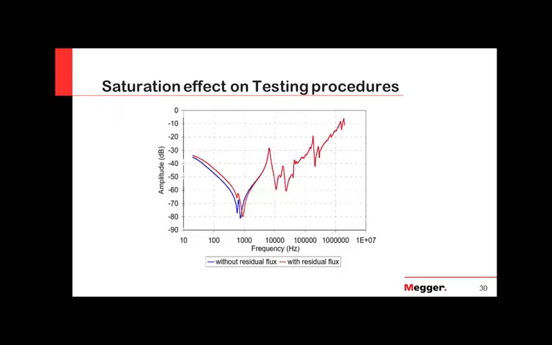You can see here two signatures, one taken without residual flux, which is the blue one here, and the other one with residual flux. As you can see here, up to about this area here, you can see that this is the influence of the magnetizing effect on the response of your SFRA.